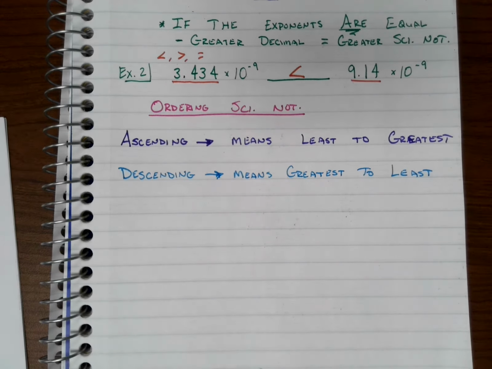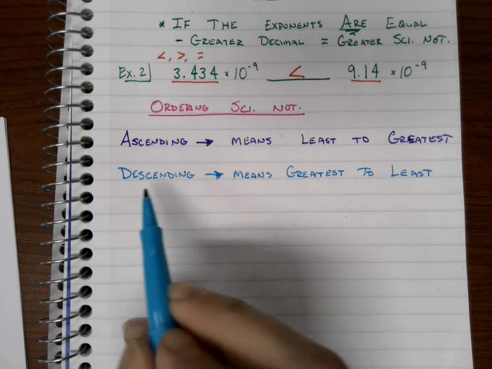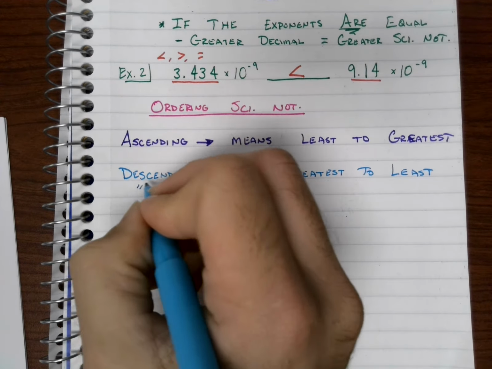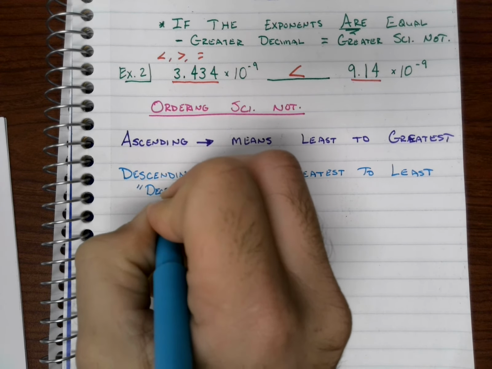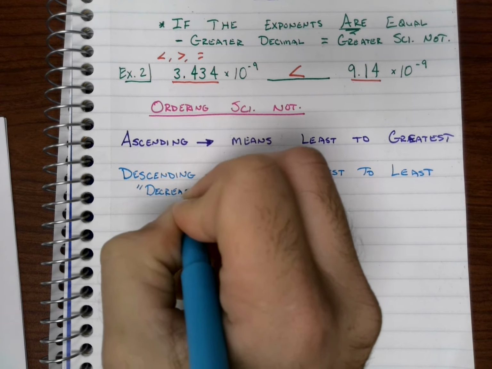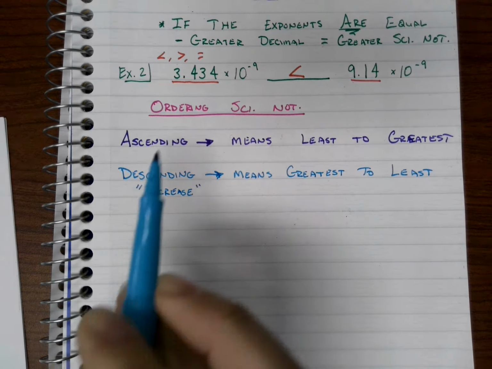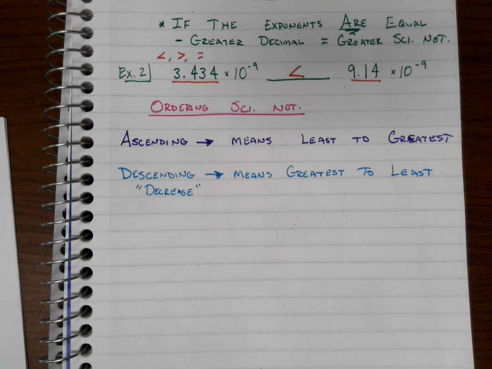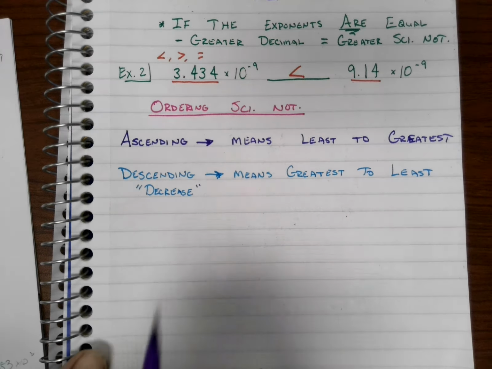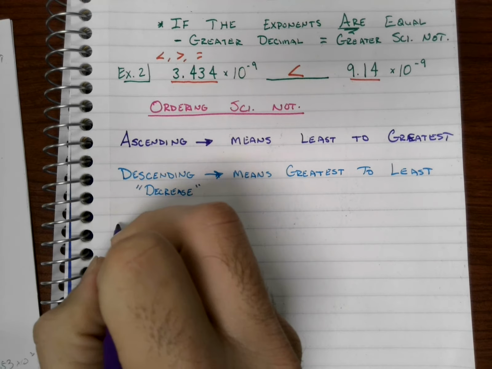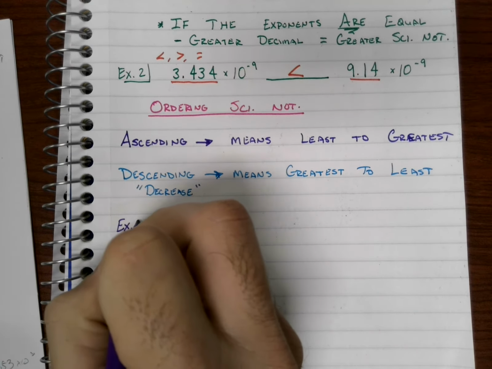Okay, so descending, you can think about the word decrease because they sound the same. All right, descending, decrease. And ascending means least to greatest. Start at the smallest and go to the largest. So I will do an ascending example and I'll match it and do it in purple so that way we can match those up there.